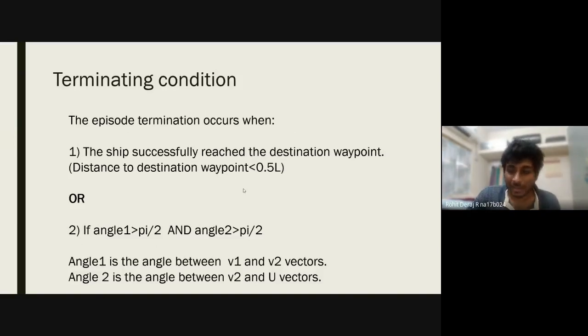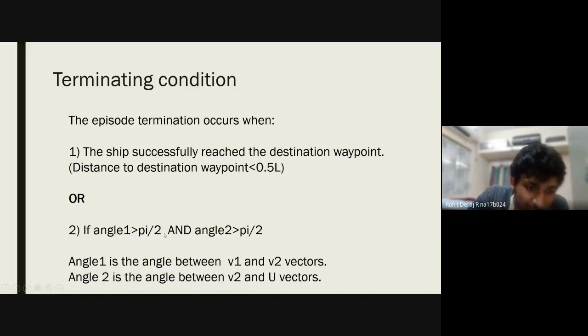So next comes the terminating condition. There are two ways an episode can get terminated. Either when it reaches a destination waypoint, so the episode ends successfully. I am giving it a tolerance of 0.5 ship lengths. So anywhere it comes within 0.5 ship lengths of the destination waypoint, the episode ends and is considered successful. On the other hand, I have to figure out if the ship missed the destination point. In that case, I have to override and manually terminate the episode.